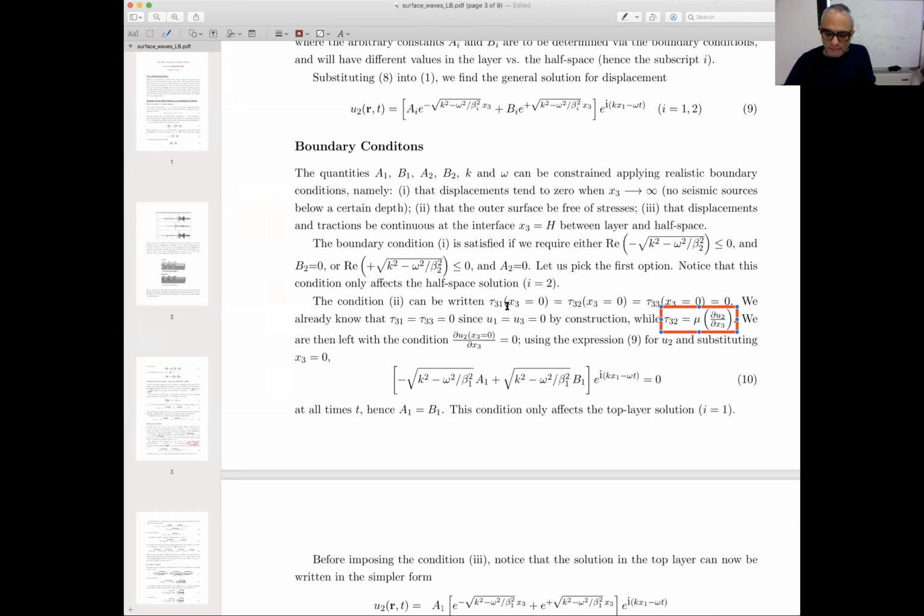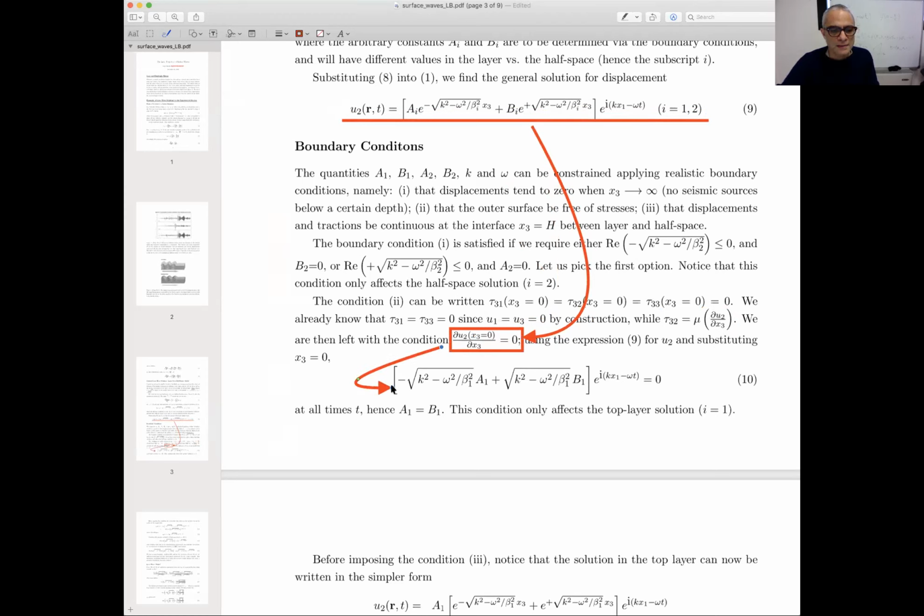So it all boils down to this guy, which is proportional to del u2 over del x3, being 0, or basically del u2 over del x3 equals 0. We have an expression for u2, so we can substitute it in here, and we get this equation here.